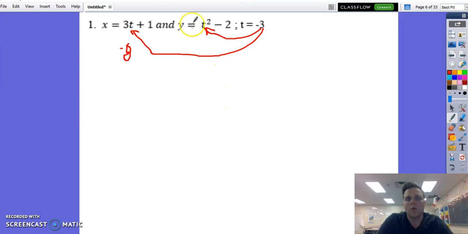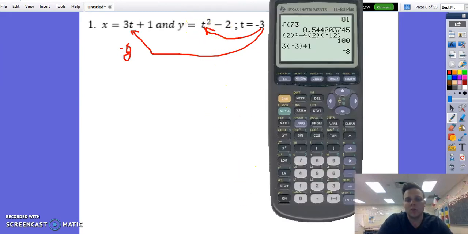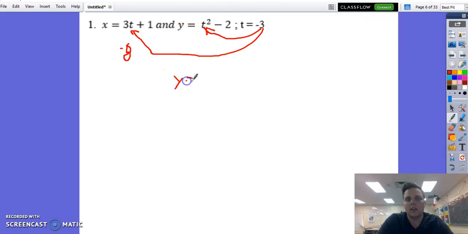Okay? And then y equals is just t squared minus 2, so I'm going to let the calculator do the thing for me again. Now, I do put that negative 3 in the parentheses, and then I put the square on the outside of the parentheses, and then I say minus 2, and I get 7. So I know that y is equal to 7. And there you go. That's all it's looking for, okay?